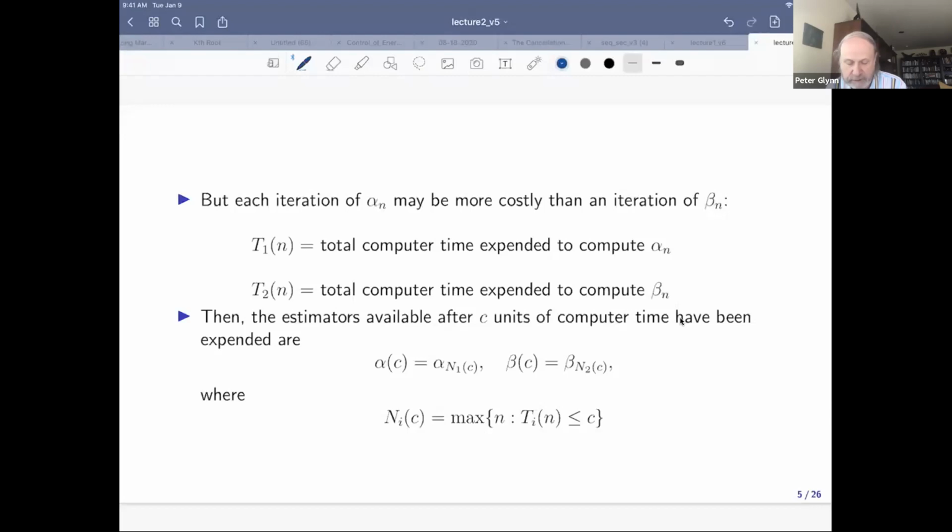So call T1 of n the total computer time for estimator 1, T2 of n the total computer time for estimator 2 to compute alpha n and beta n. And then you can look at something that is objectively an appropriate metric on which to look at quality of estimators. Namely, let's look at the total computer time budget, C, and let's look at, within a given computer budget, C, which of the two algorithms behaves best.